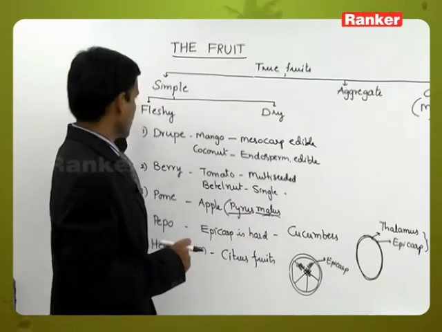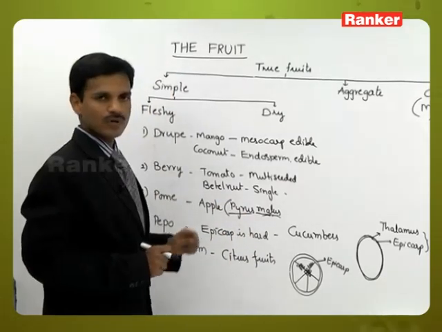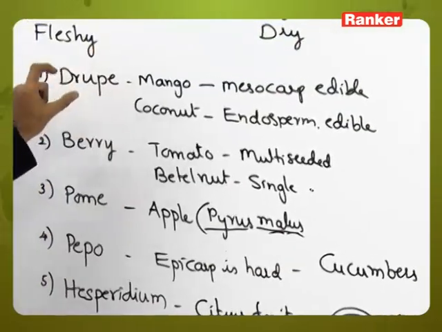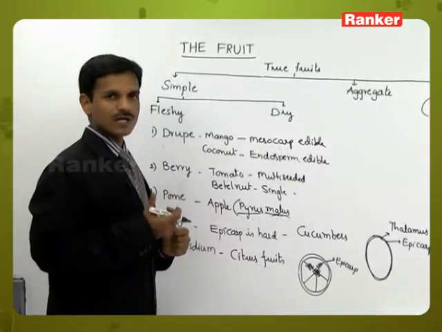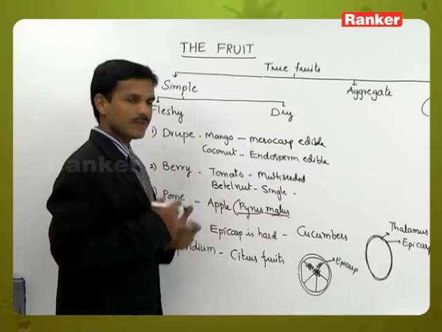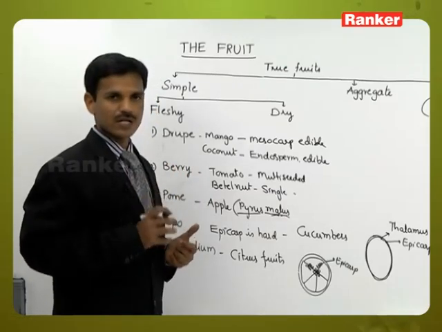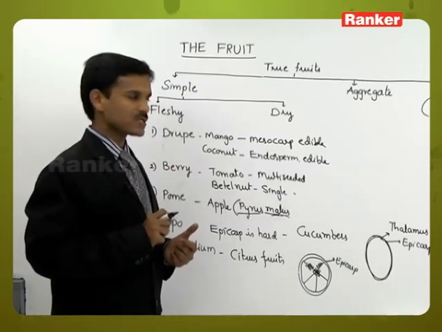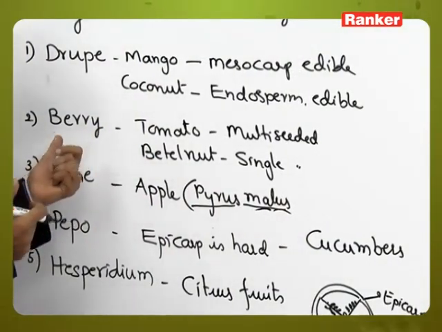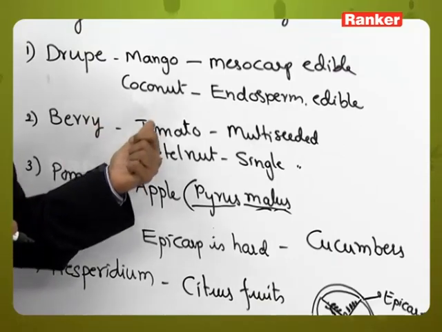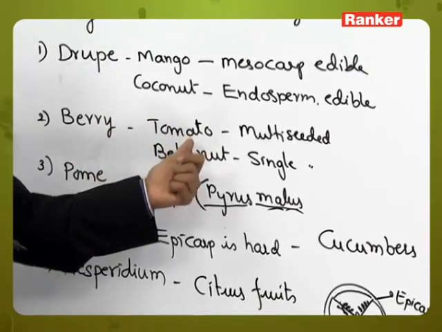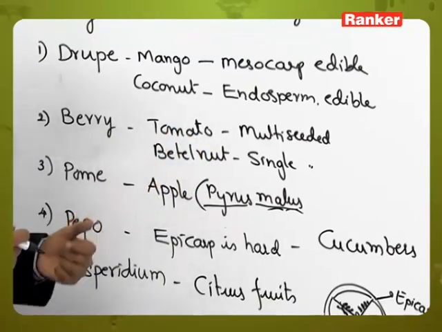So all these are fleshy fruits. Drupe is a single-seeded fruit, and its characteristic feature is a stony endocarp. In berry, generally the total fruit is edible, sometimes except the seed. Berry fruits are multi-seeded, and the seeds are very hard, like in tomato, brinjal and betel nut.